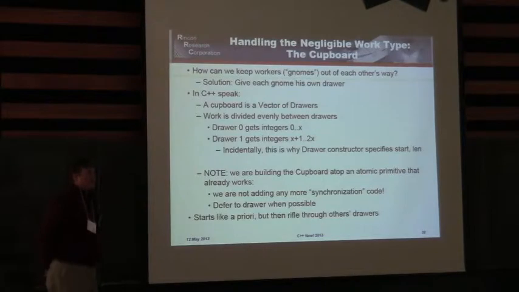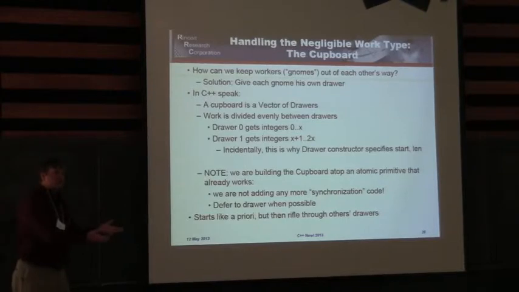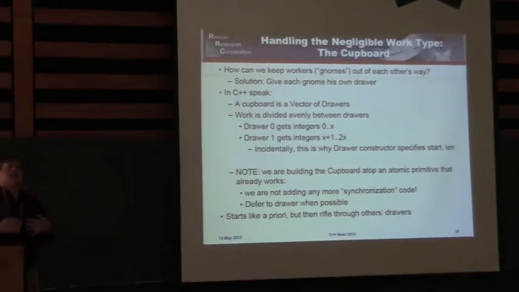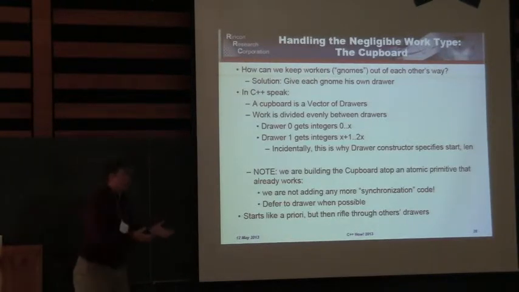Now, one thing I want to point out here is we're building the cupboard atop a primitive that already works. We've argued that the drawer is already atomic, so we don't need to add any more synchronization code. The whole idea here is we're deferring to the drawer to do all the synchronization, so we don't have to add condition variables, your favorite locking mechanism, whatever you need. The drawer handles all the stuff for us. We're just putting a simple wrapper on top with the cupboard.